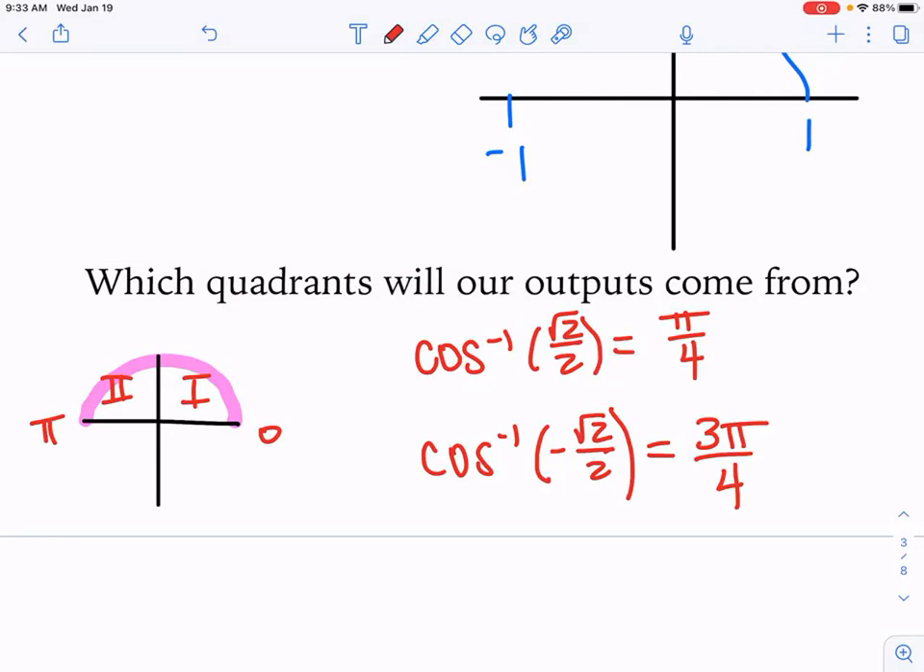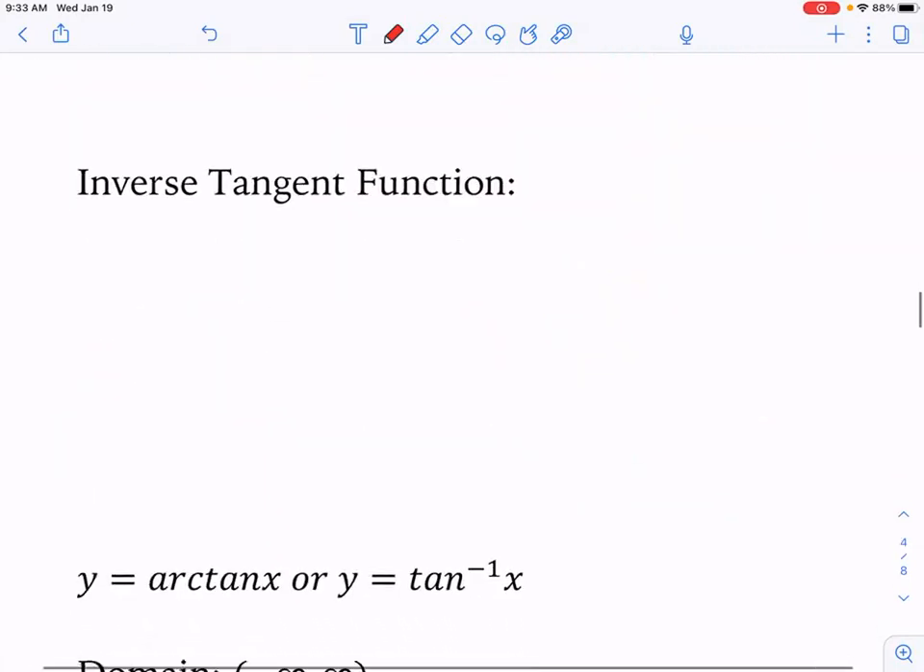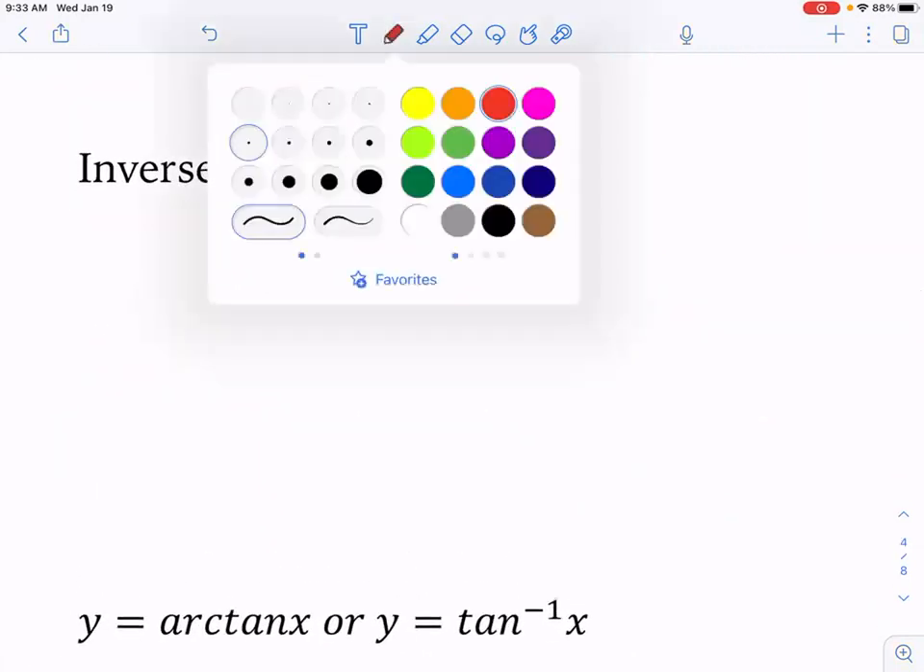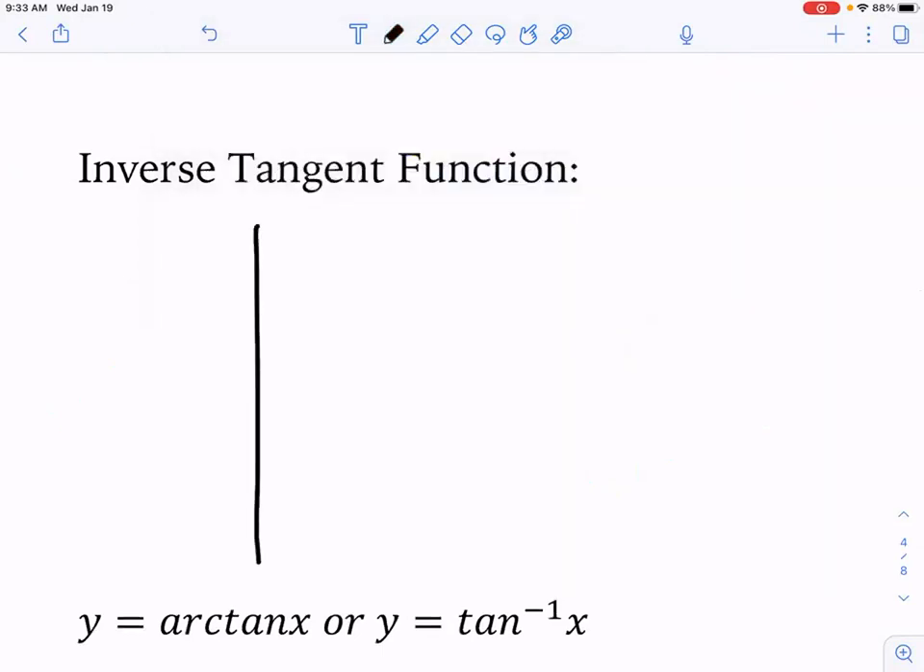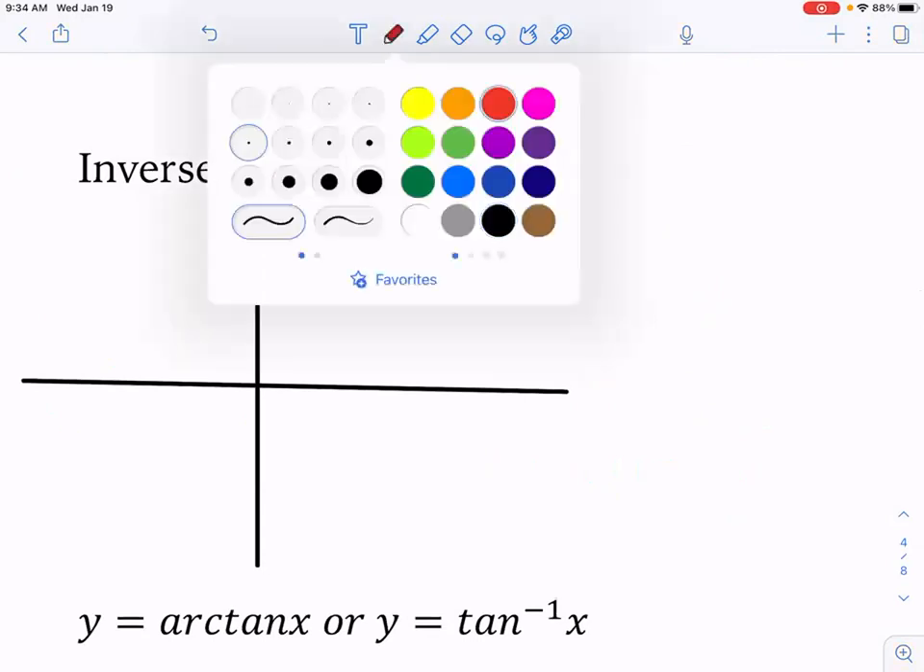All right, and then last but not least, don't write these graphs down for right now. Let's talk about the inverse tangent function. Next week, I will teach you how to graph the tangent function, and it's pretty cool because it has asymptotes.